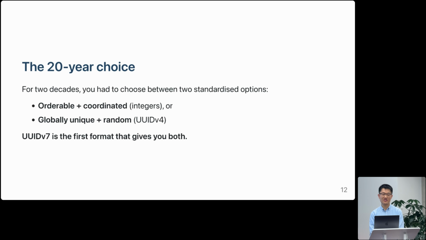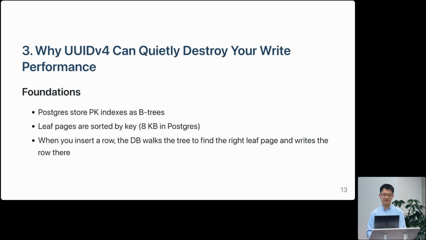So for a long time, you had to choose between integers or UUID v4, but now with UUID v7, it gives you the best of both worlds. So let's talk about why UUID v4 can destroy the write performance. Let's talk about some internals about B-trees and indexes.